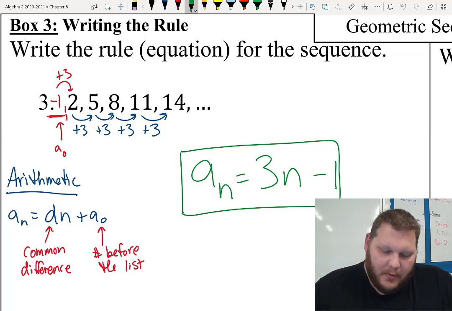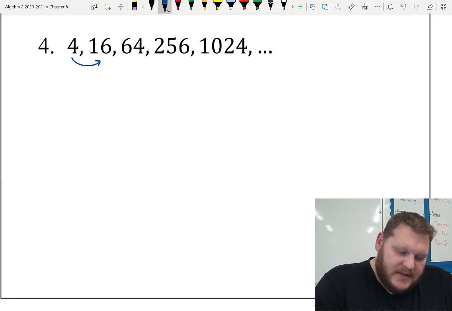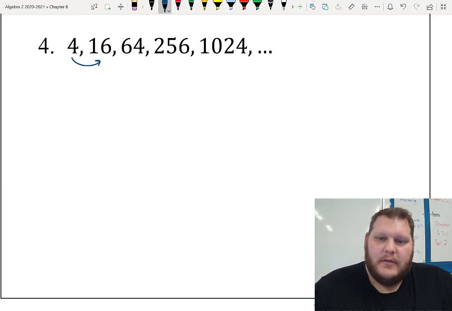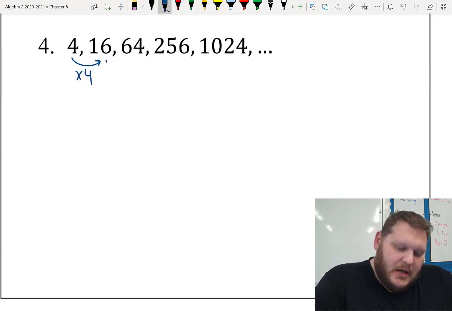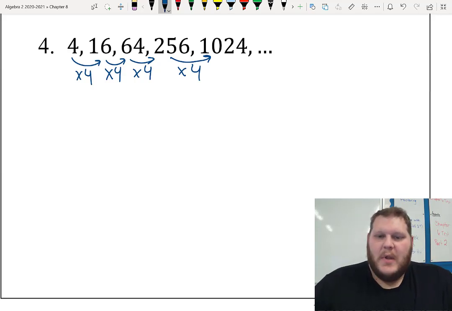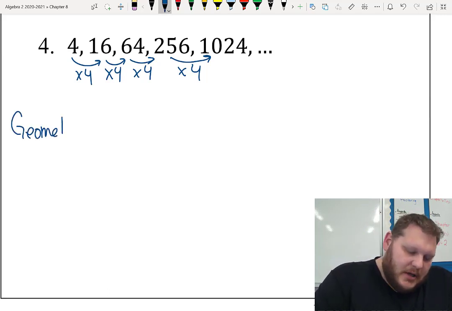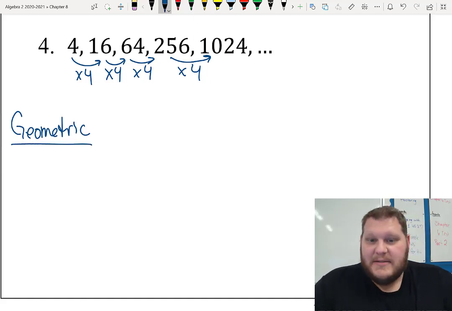Okay, taking a look at number 4. Number 4, identifying my pattern first. From 4 to 16, well, I could say that that's adding 12, but looking at 16 to 64, I know that's not going to fit either. So what I should see here is that each step of the way, not plus, we're multiplying by 4. 64 times 4 is 256. 256 times 4 is 1024. So this one should be more familiar to us, or at least more recent for us. This is a geometric sequence, which is exponential.